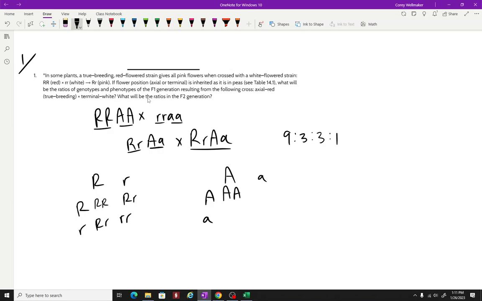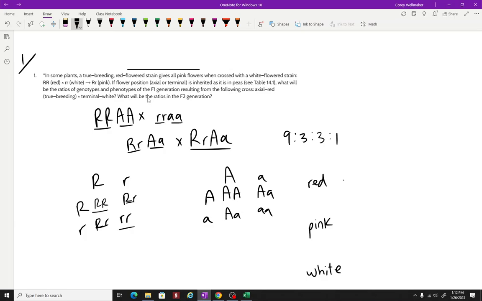So I'm going to do Punnett squares. And now I'm just going to think of all the possible phenotypes. I could have red, yes, 1/4 chance. Can I have pink? Yes, 2/4 chance. Can I have white? Yes, 1/4 chance.